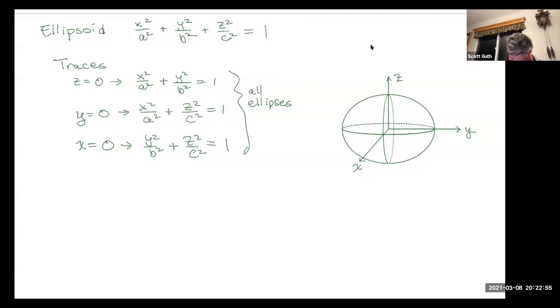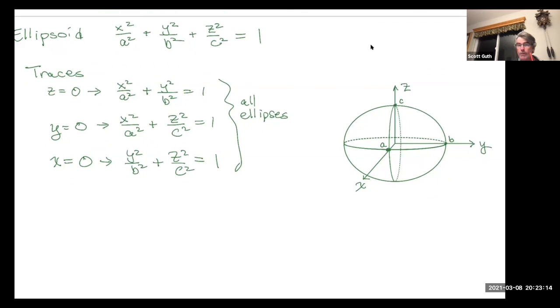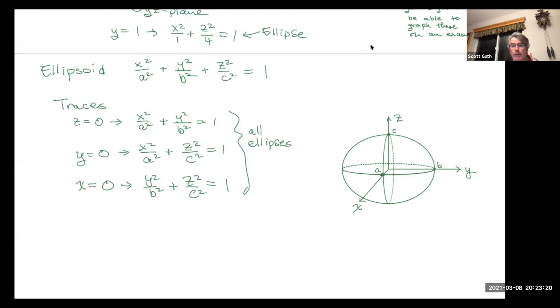Okay, so we're back here. I just wanted to put in the x-intercept up in front here would be A. The y-intercept on the end there will be B. And of course, up on top, Z is C. Okay, so it's three ellipses, and that's the easiest way to draw this thing. Are there any questions about that one?